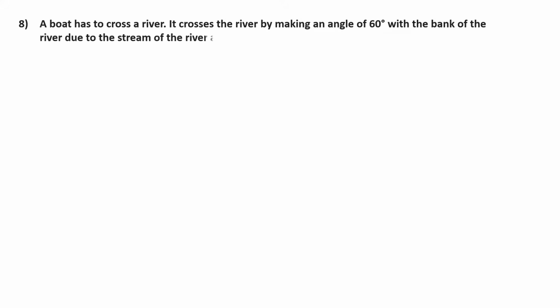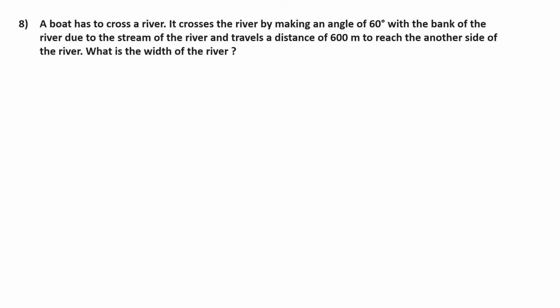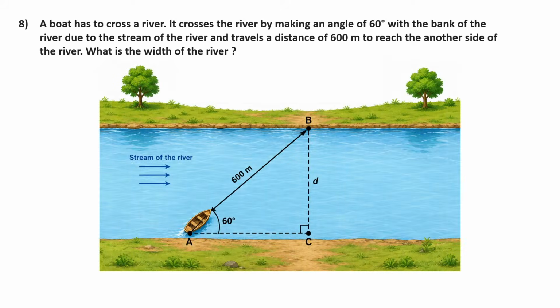Next, 8th question. So the 8th question on the screen: a boat has to cross a river. It crosses the river by making an angle of 60 degrees with the bank of the river due to the stream of the river, and travels a distance of 600 meters to reach the other side of the river. What is the width of the river? If you see this diagram, you will be very clear.